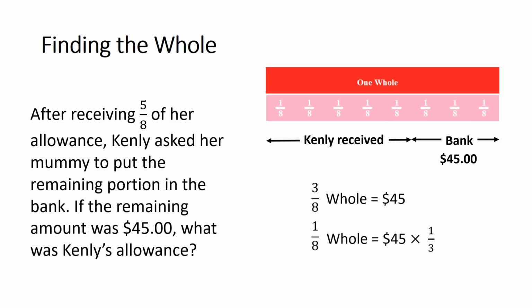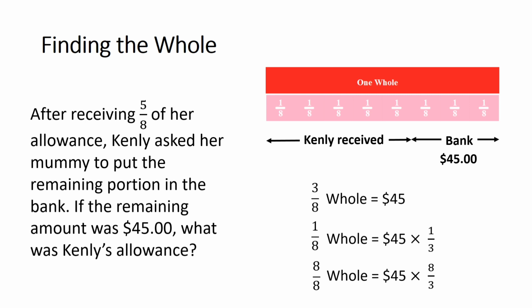So that 1 of the 8 would be equal to $45 times a third. That is 45 divided by 3. Remember, the whole represents 8/8. So 8/8 would be equal to 45 times 8/3.